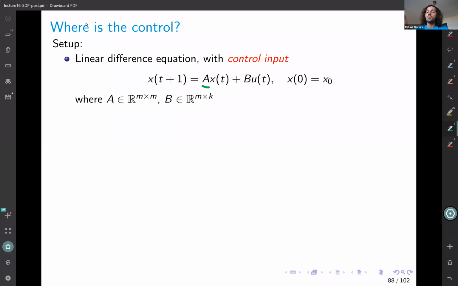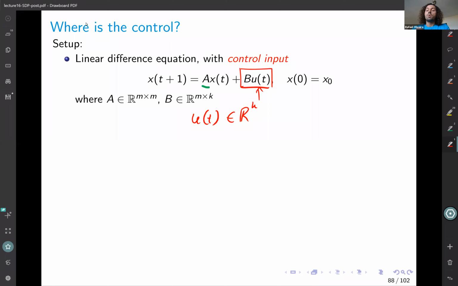Then what we want to do is introduce a control input, and the control input is this matrix B and these vectors U_t. So this is our control input, where B is some n by k matrix and U of t is a vector in R^k. It doesn't need to have the same dimension as the space x_t.